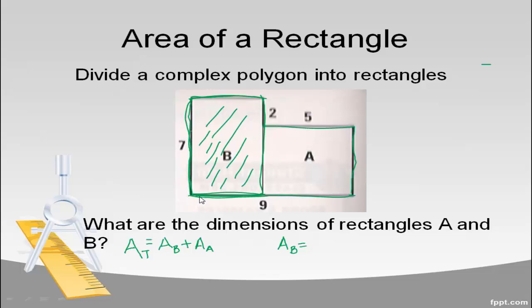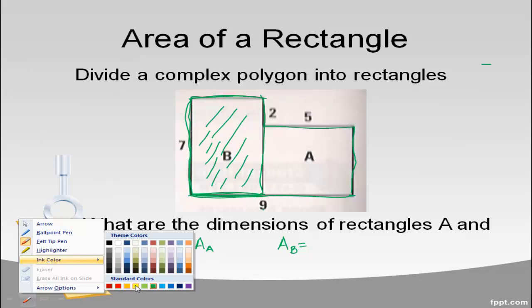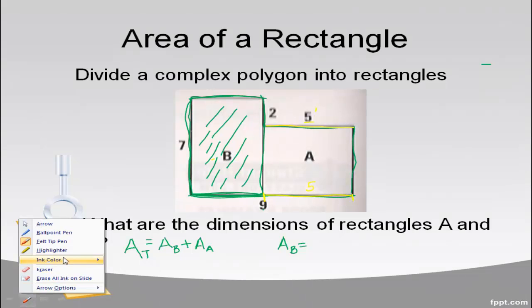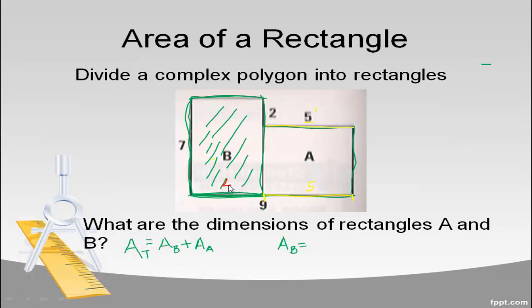So let's see if I have enough information to find this base. Notice that the whole thing along the bottom measures 9. Let me change this color, to red, to yellow. So all along the bottom here I have 9. Now notice that for this piece from here to here, I know how much it measures. How do I know? Well, this is a rectangle, and I know that opposite sides are congruent. So if this side here measures 5, then this side must measure 5 also. That helps me, because if the whole thing from here to here is 9, and I know that this piece here is 5, then this piece here has to be 4.